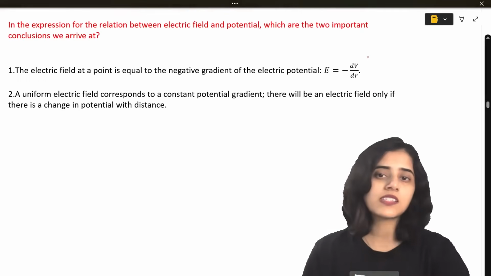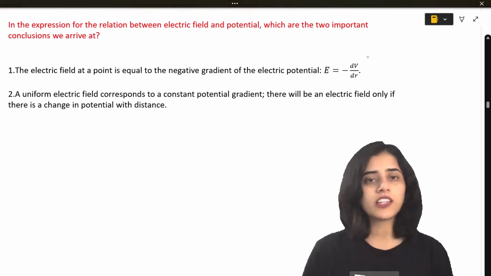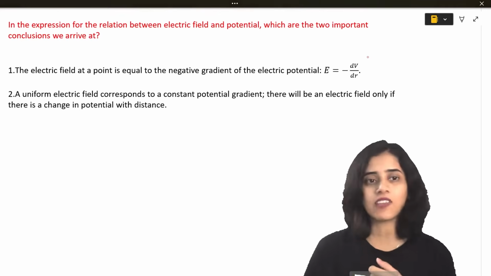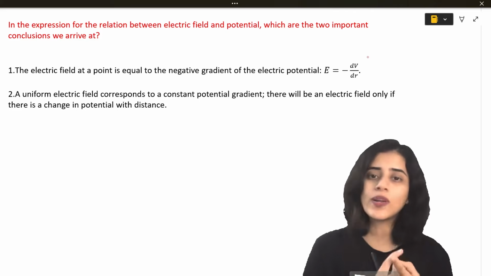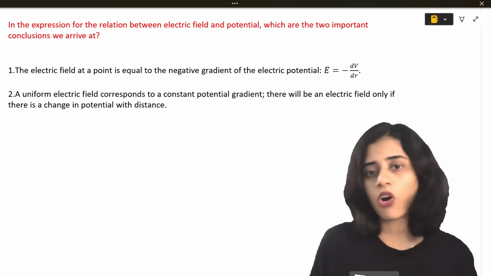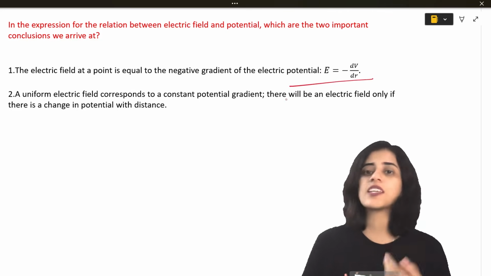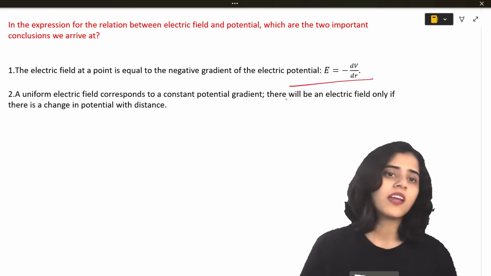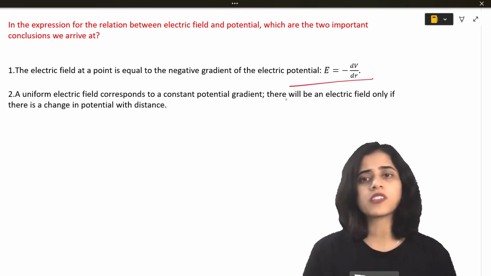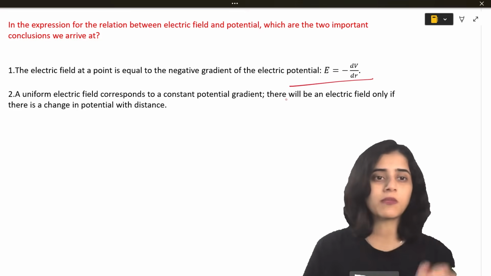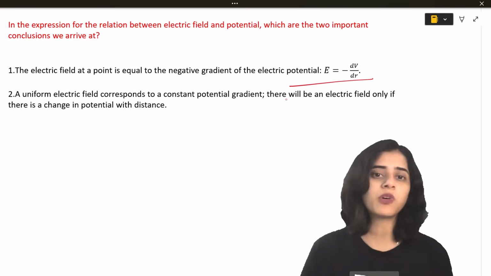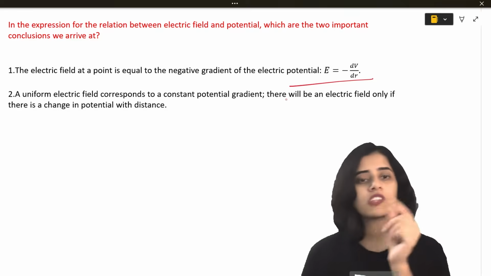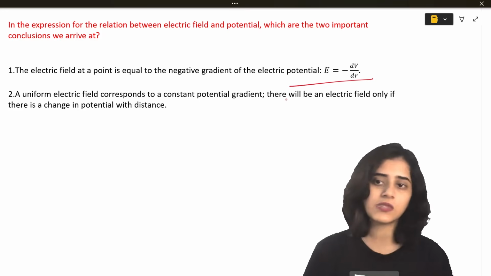In the expression for the relation between electric field and potential, what are two important conclusions we arrive at? The electric field at a point is equal to negative gradient of potential. E is equal to minus dV by dr. This derivation I think you have in first PU as well. A uniform electric field corresponds to a constant potential. There will be an electric field only if there is a change in potential with distance.